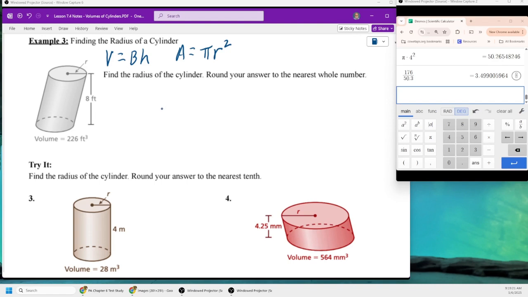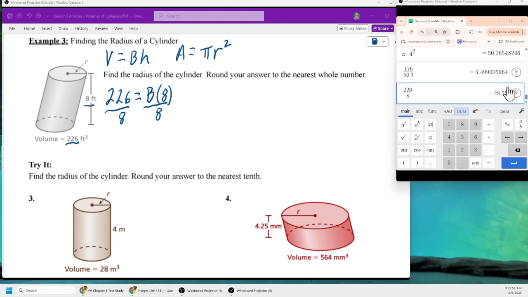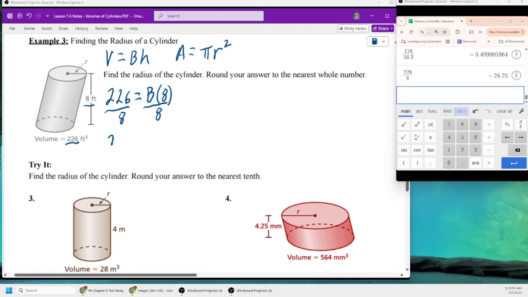Okay, so we're not going to know fully the area of the base, but we do know the volume and we do know the height. So we're going to plug those into our formula. 226 is equal to, and we're just going to leave this, we'll come back to that in a minute, and our height is 8. So we're going to divide by 8. 226 divided by 8 gives us 28.25, which is the area of our base.